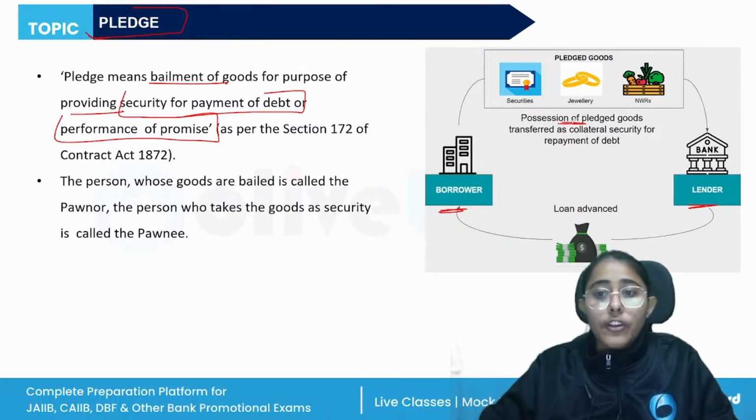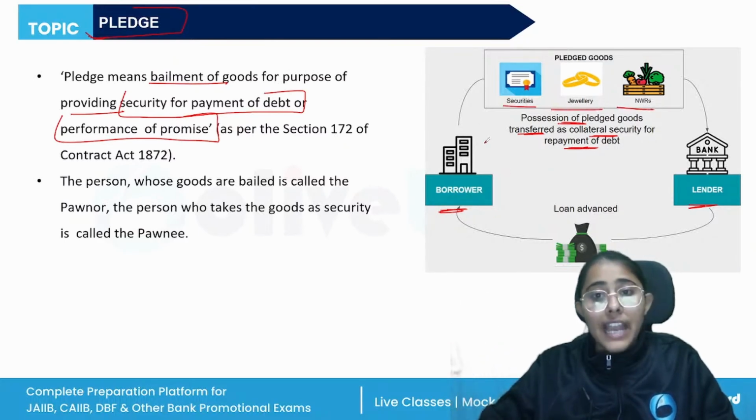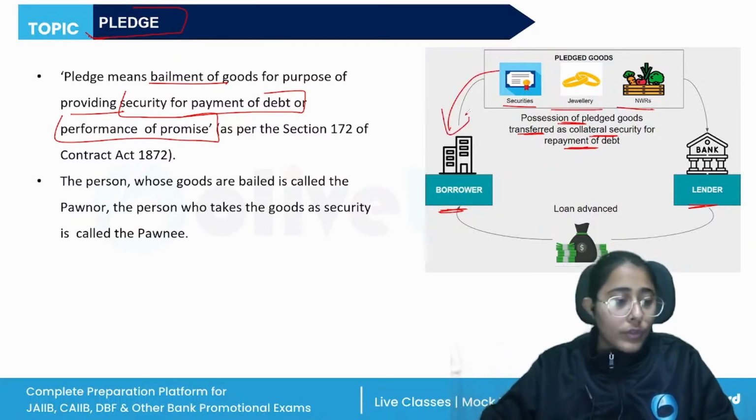So the possession of the pledged goods is transferred as the collateral security for the repayment of debt, like securities, jewelry, or negotiable warehouse receipts, and these can be used by the borrower. The legal possession is passed, but they are still used by the borrower. They can still have the jewelry or the gold. So the best example of pledge is against gold jewelry.